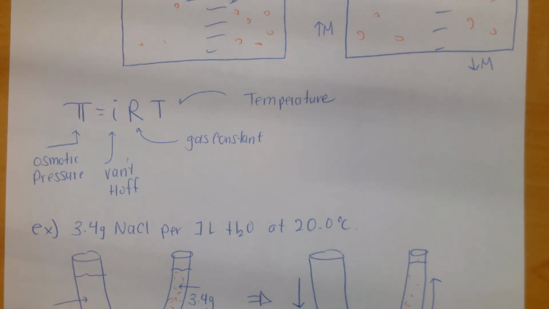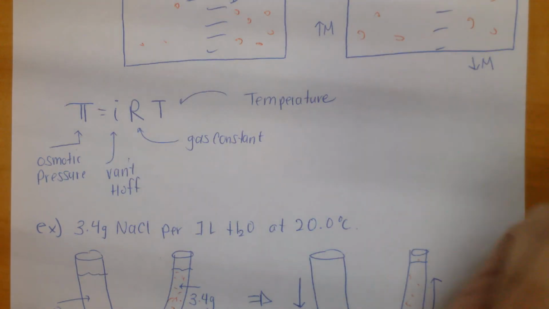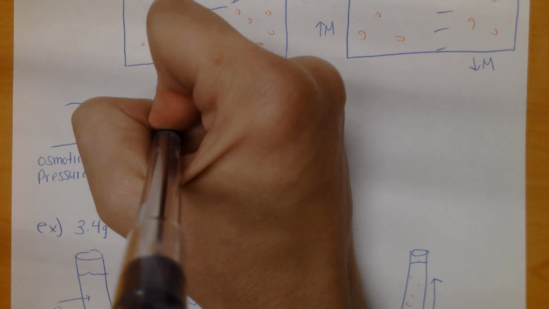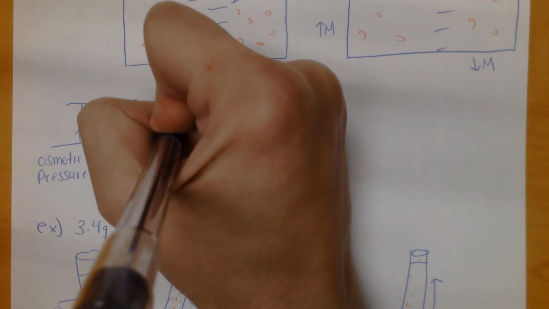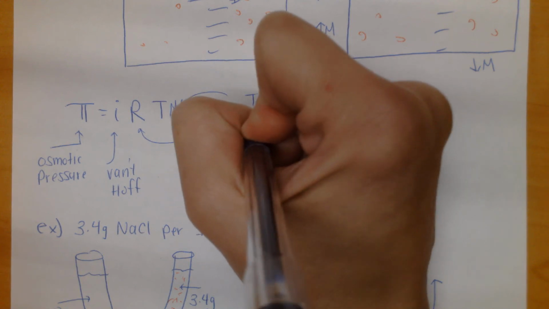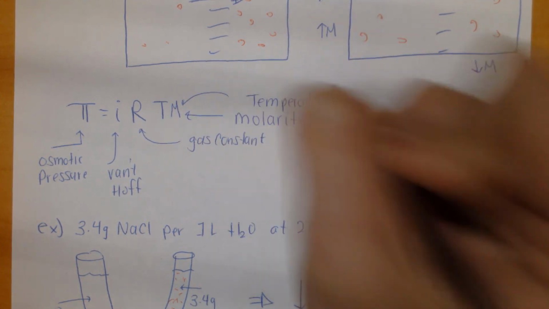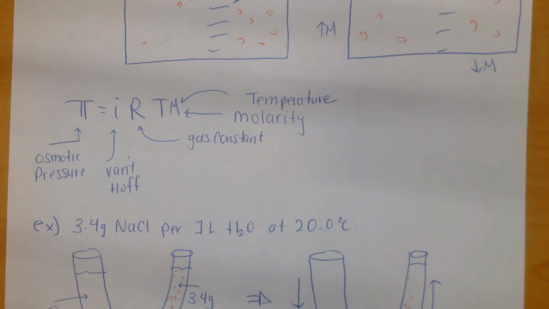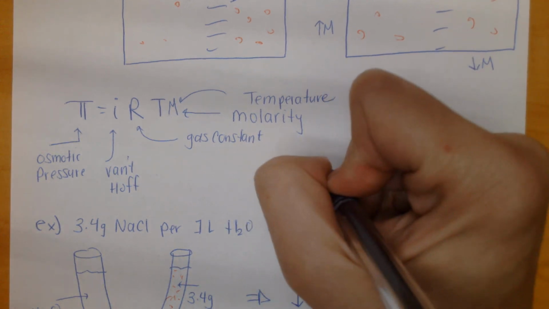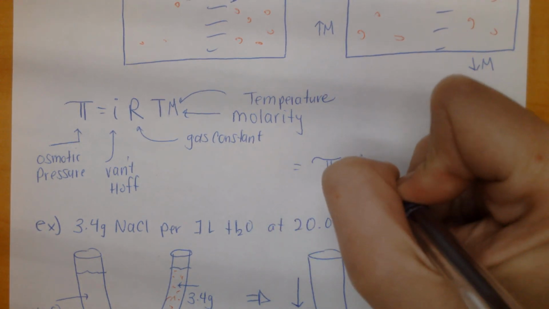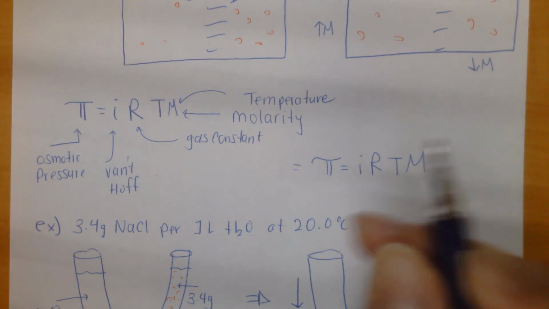Osmotic pressure is capital pi equals iRT. Oh, I'm missing something: iRT times molarity. I forgot the M, so we'll squeeze that in. M, molarity. So pi equals iRT times molarity. That's very important there. Here, we'll write it even better: pi equals iRT times molarity.